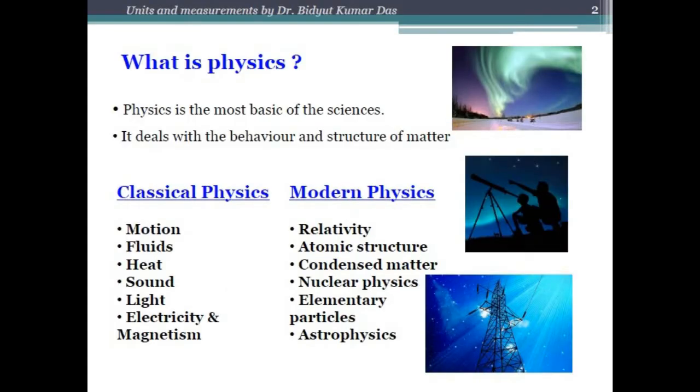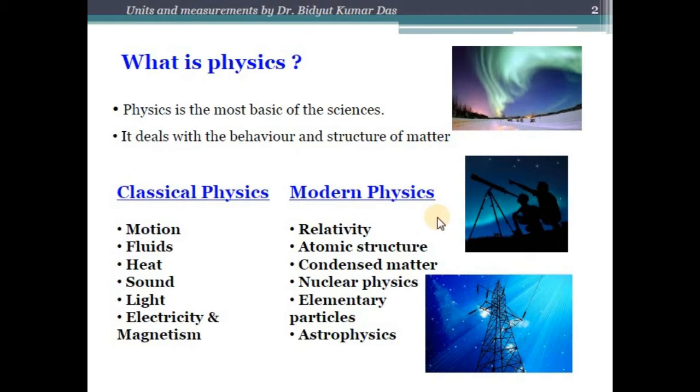Before going to units and measurement, let's have a look at what physics is. That means what physics actually deals with, what kind of information it can provide us, and why we need to study physics. These are the things we'll discuss very briefly here. As we know, physics is the most basic of the sciences. It deals with the behavior and structure of matter. So the study of physics is basically the study of natural phenomena occurring around us. Physicists study natural phenomena through mathematics, and from the mathematical results they try to interpret the physical phenomena.